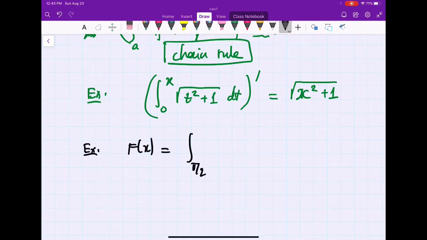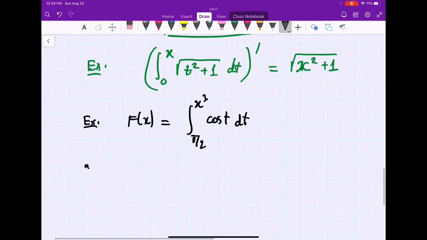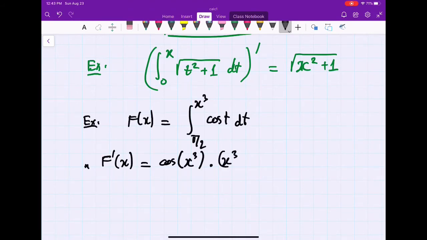Now let's use the chain rule to find the derivative of the following function. Integral from pi over 2 to x cubed of cosine t dt. Of course, you can use the second fundamental theorem of calculus to do that. So the derivative of F(x) is equal to cosine evaluated at x cubed multiplied by the derivative of x cubed, and that is 3x squared cosine of x cubed, right?